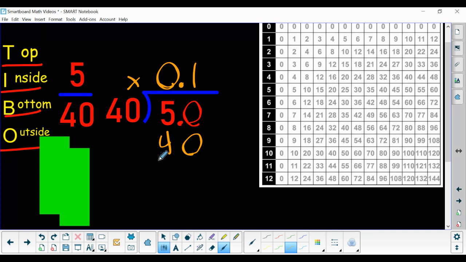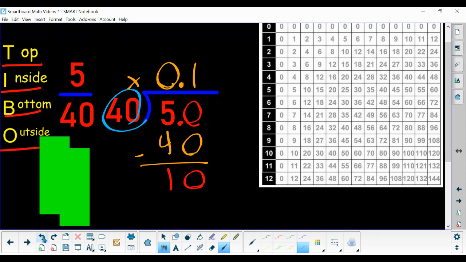I subtract that amount. 0 minus 0 is 0. 5 minus 4 is 1. And we end up with 10. We continue until there is no more number left. We still have a number there, so we need to take care of that 10. You can't fit 40 into 10.